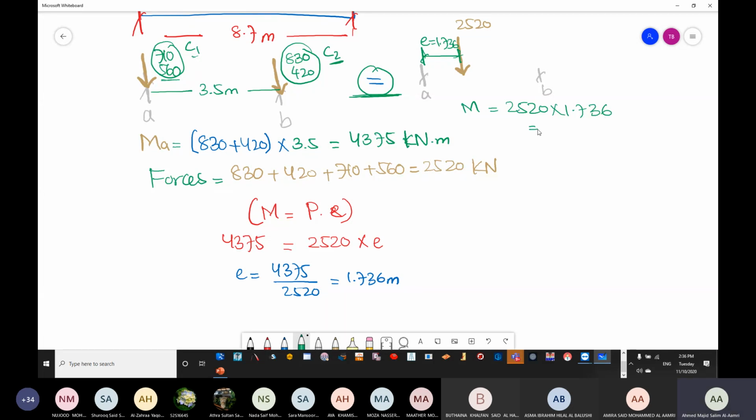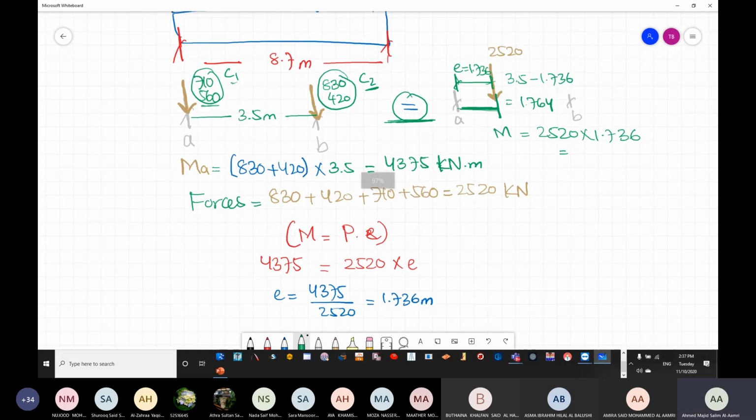This is a very fundamental part that you have studied in your applied mechanics, if you remember. So now what we have got? We have got that the center of loading is at a distance of 1.736 from A, and a distance of how much from B? From A, we have calculated that this is 1.736. From B, it's going to be 3.5 minus 1.736, because the whole distance from A to B is 3.5. Do you agree? Are we okay?